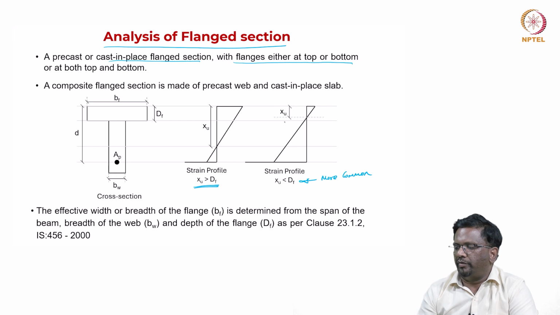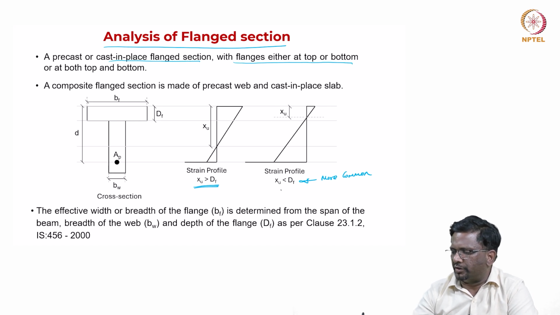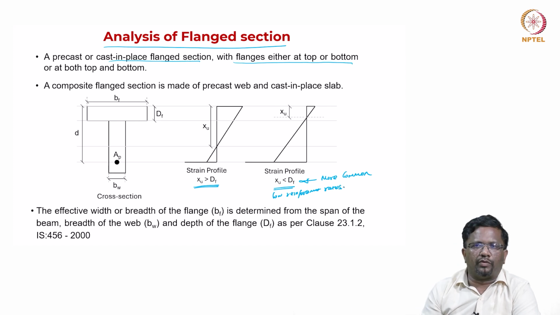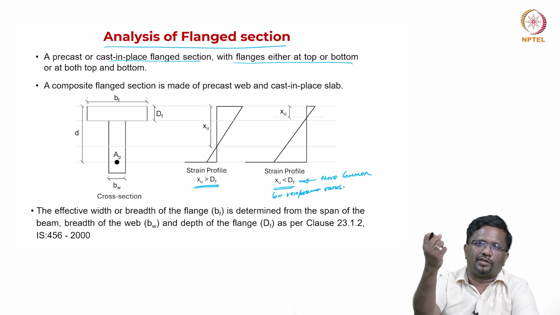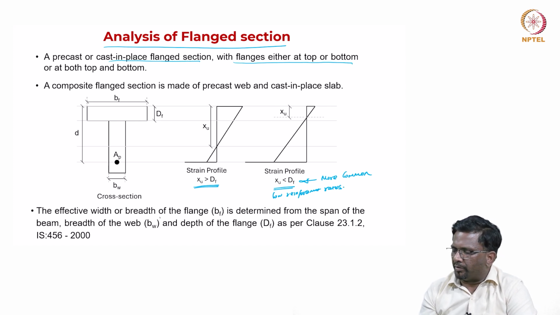If you have low reinforcement ratios, this is quite common. If you put a lot of reinforcement, then your neutral axis can be dragged below the flange into the web region. So, the effective width or breadth of the flange is determined from the span of the beam, breadth of the web and depth of the flange and so on.